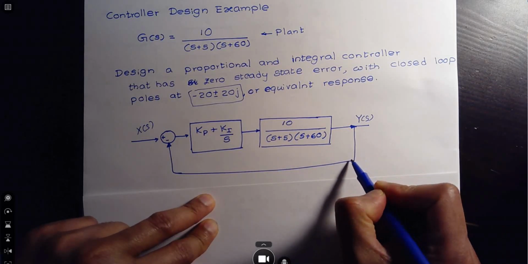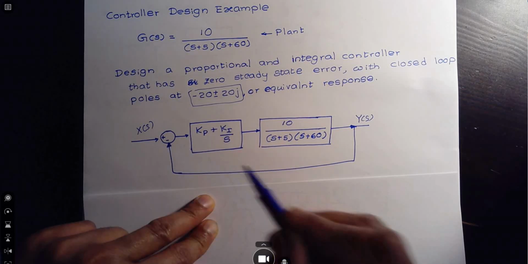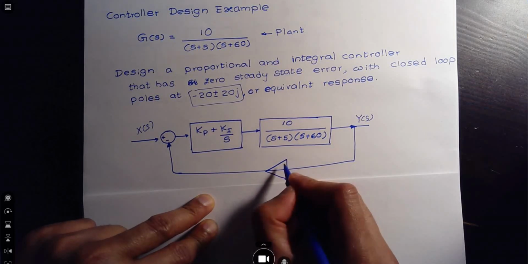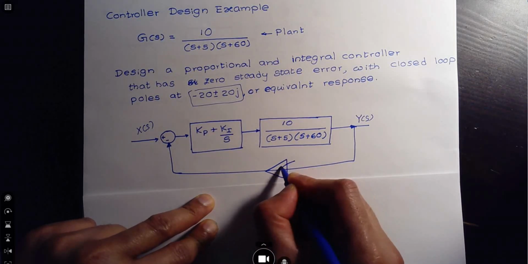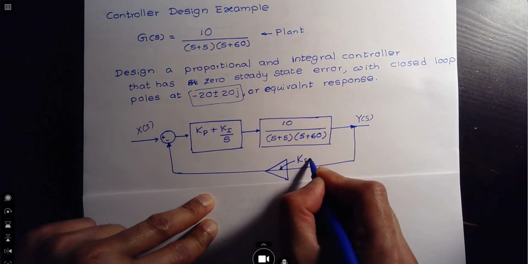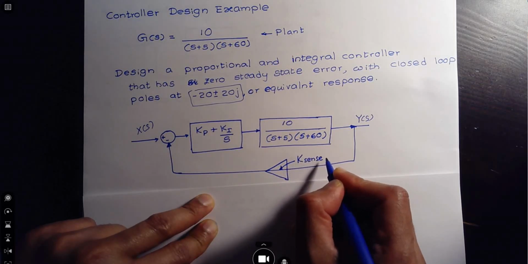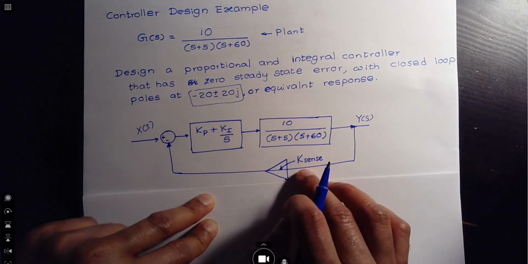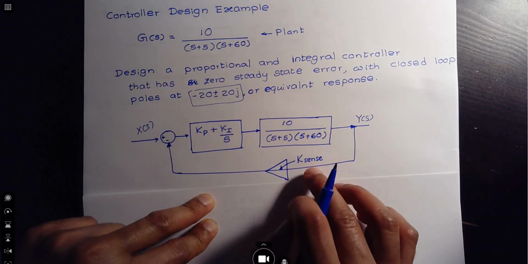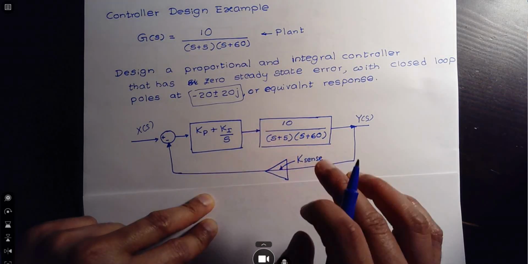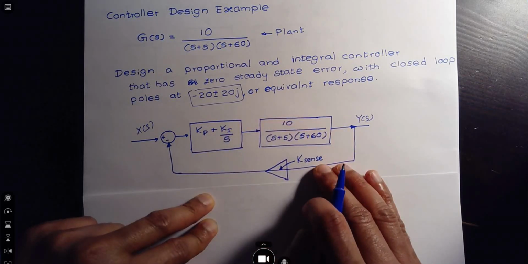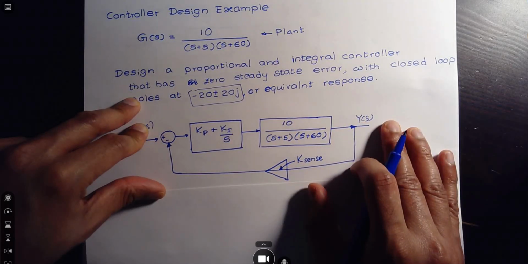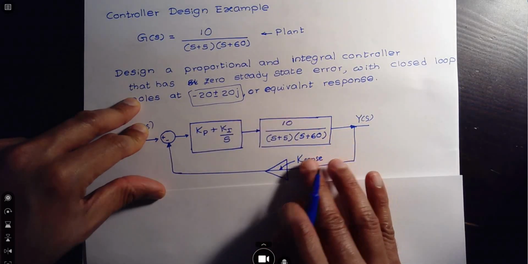So this is your feedback, and there might be a gain of some sort associated with this. So let's call this gain K sense. So if there is such a gain, you will need to consider that as a part of your design. So make sure you include that in your root locus plot. Okay, I'm not going to get into that right now, but you do need to remember to include this for your design.